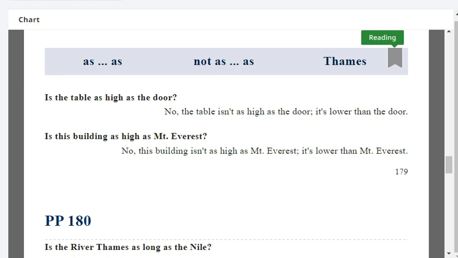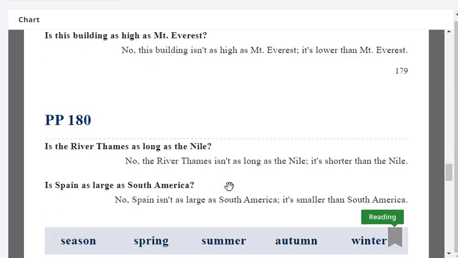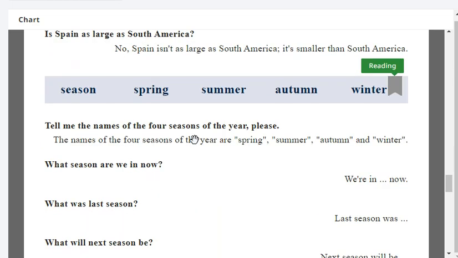Is the River Thames as long as the Nile? No, the River Thames isn't as long as the Nile. It's shorter than the Nile. Is Spain as large as South America? No, Spain isn't as large as South America. It's smaller than South America.